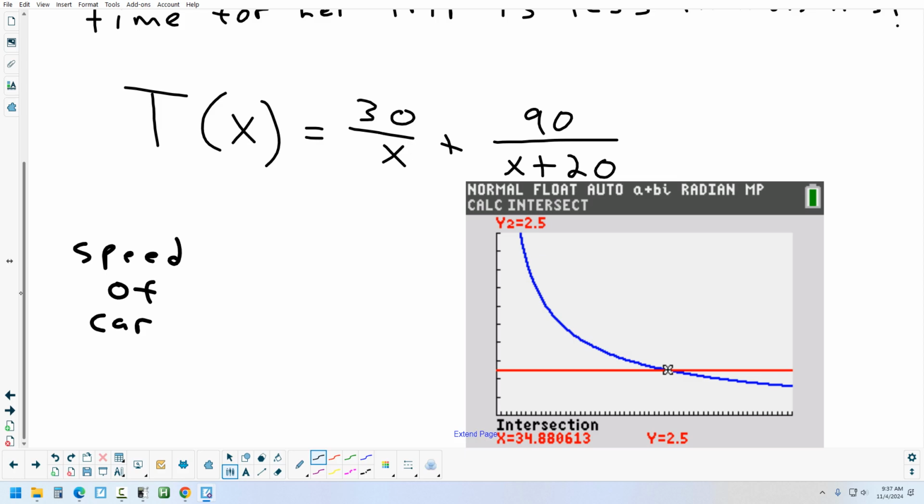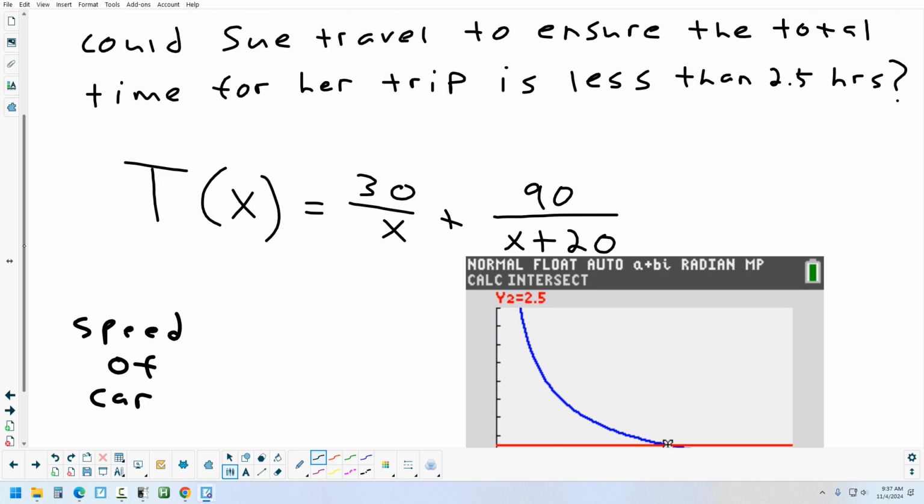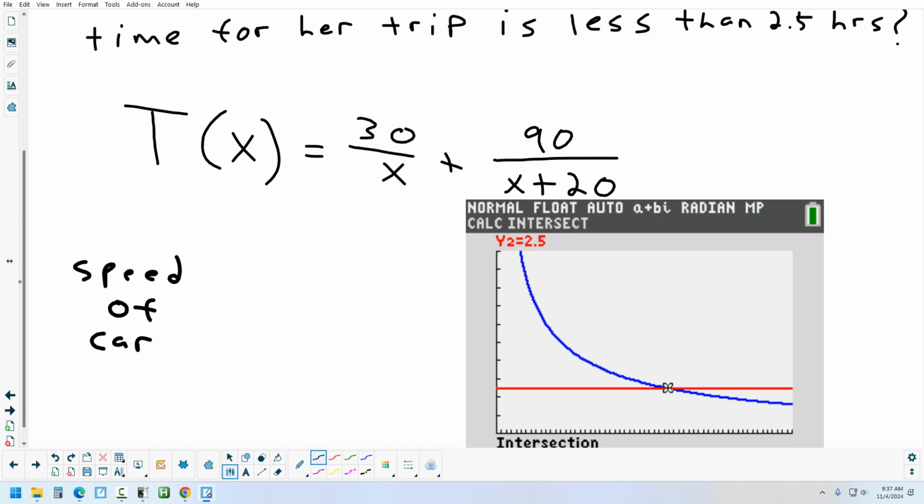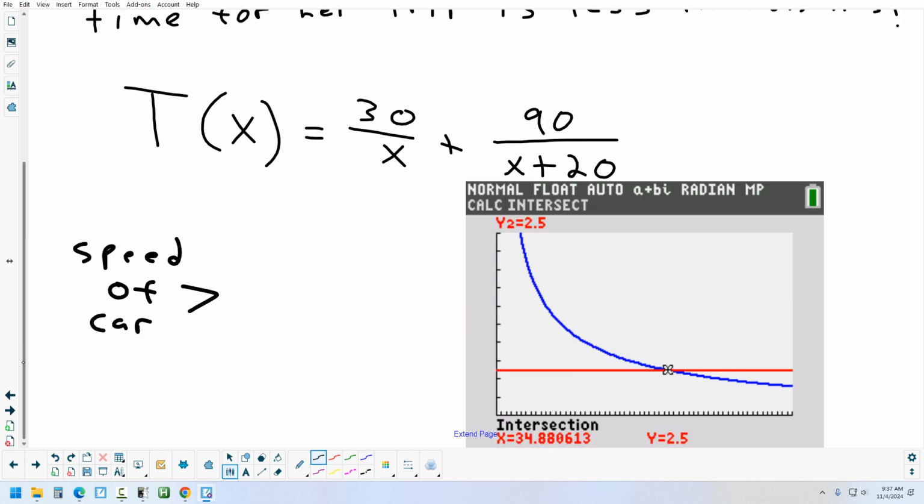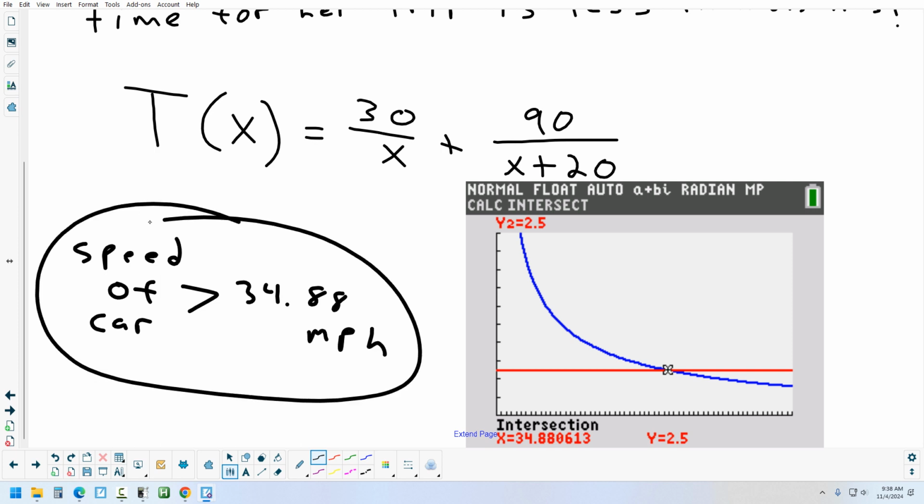That's her minimum speed. She could go faster, but she can't go slower than that, or she won't complete it in 2.5 hours. And does it say less than or equal, or just less than? It says just less than. So technically that means she needs to go a little faster than that speed that would get her there in exactly 2.5. So it has to be greater than 34.88. That's the speed. Okay. Any question on that?